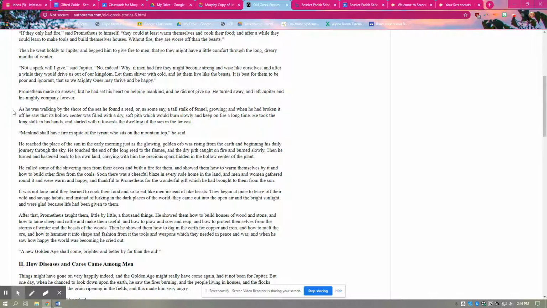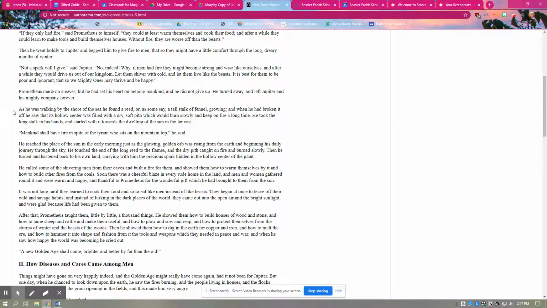Soon there was a cheerful blaze in every rude home in the land, and men and women gathered round it and were warm and happy and thankful to Prometheus for the wonderful gift which he had brought to them from the sun. It was not long until they learned to cook their food and so to eat like men instead of beasts. They began at once to leave off their wild and savage habits. And instead of lurking in the dark places of the world, they came out into the open air and the bright sunlight and were glad because life had been given to them.